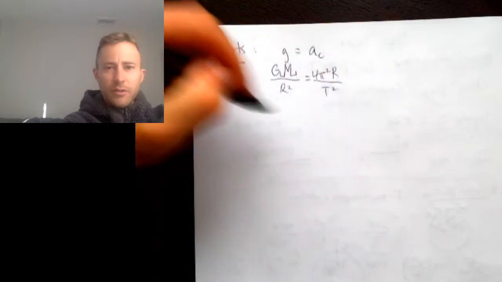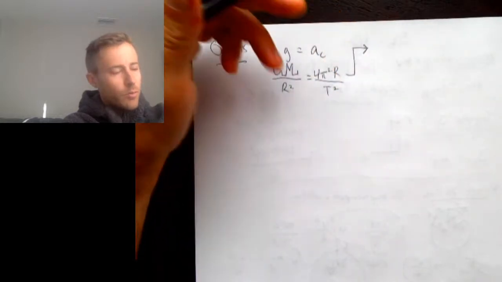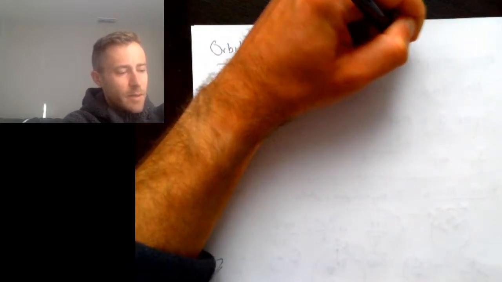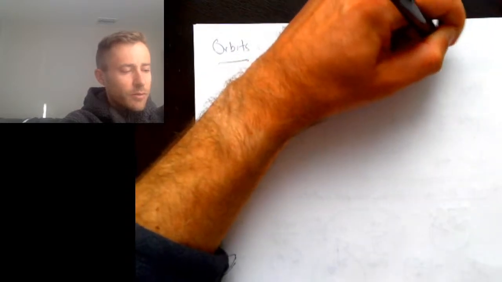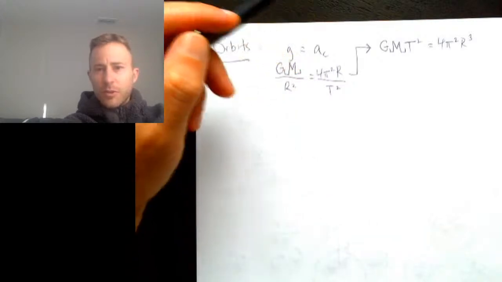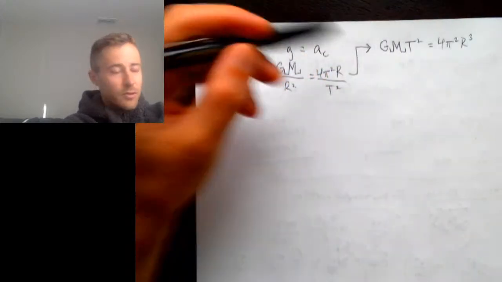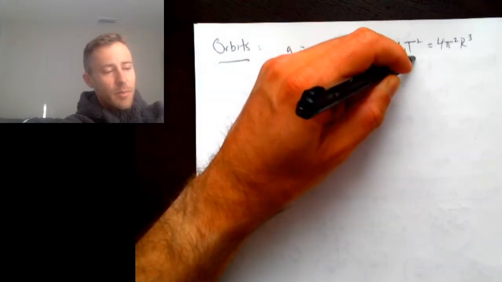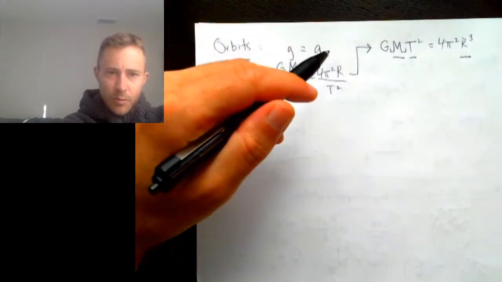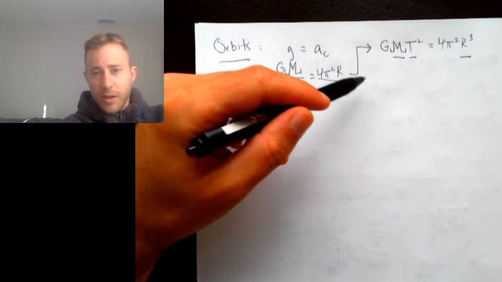And so you take this and you cross multiply and you get Kepler's law, which is GM period squared equals 4 pi squared R cubed. So this is a really useful equation. There are 3 variables in this equation: mass, period, and radius of the orbit. And if you know 2 of them, you can get the third, okay?